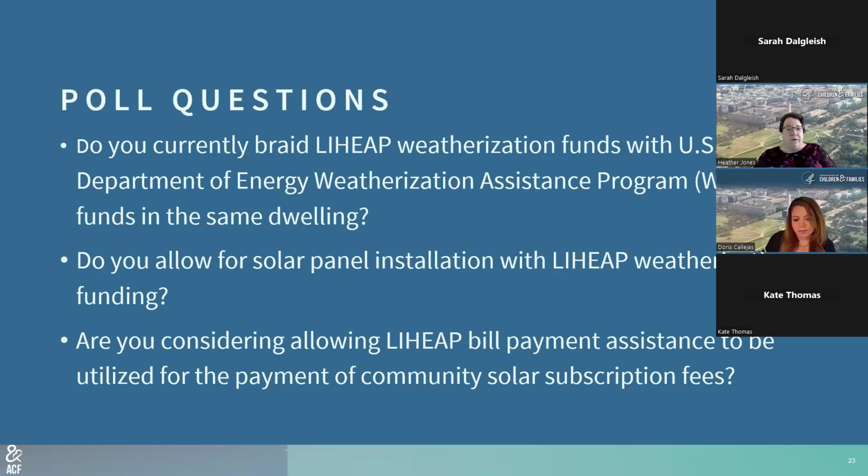So from these poll questions, it looks like a majority, 63%, said they are currently pairing their LIHEAP weatherization funding with DOE weatherization funding. And another 37% do not. And then we have about 19% that are allowing for solar panel installation with LIHEAP weatherization funding and 81% that do not. And then finally, we have about 28% that are considering allowing the use of LIHEAP bill assistance payments to be utilized for community solar subscription fees. So based on these answers, I'm just going to give some overviews in response to these questions and poll.